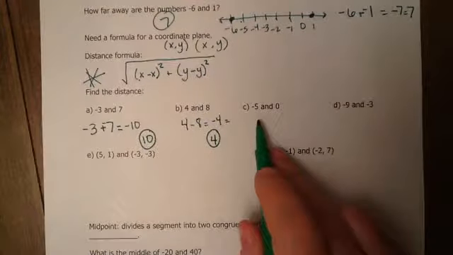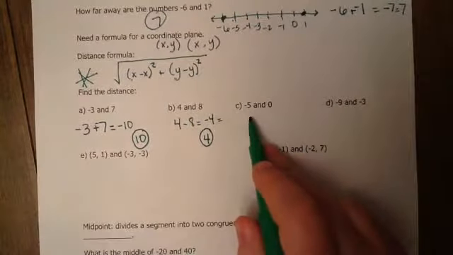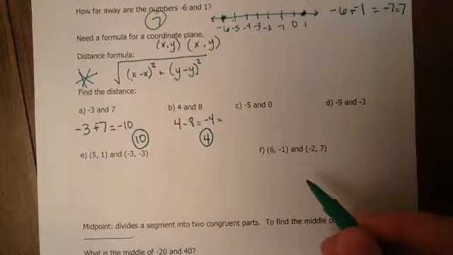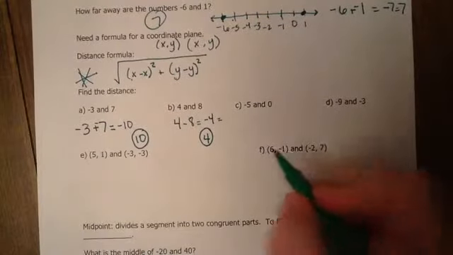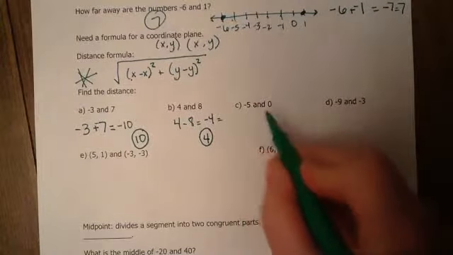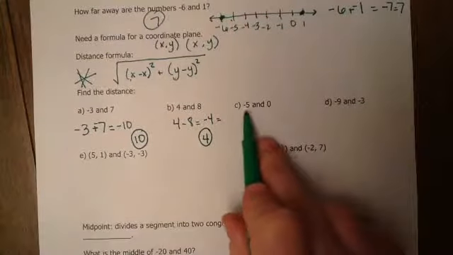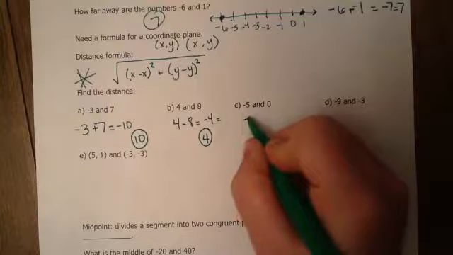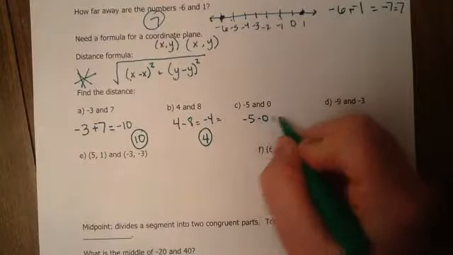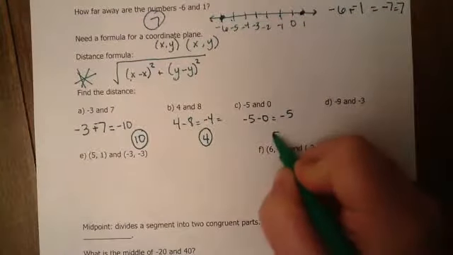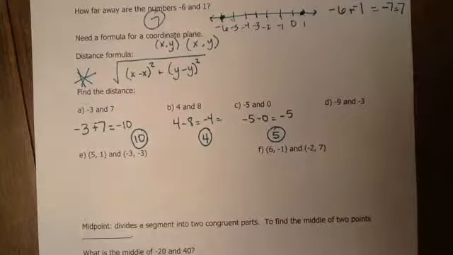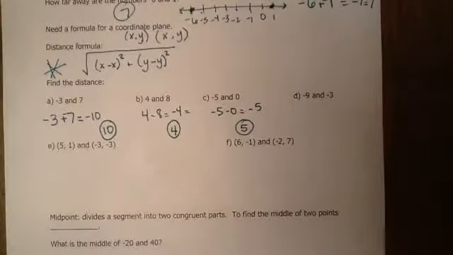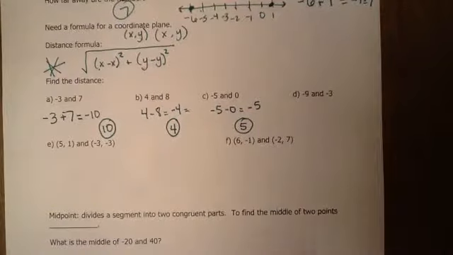Try this next one. How many spaces in between -5 and 0? Let's see how you did. You probably can think of a number line in your head. From -5 to 0, how many spaces is that? 5 spaces in between. So the more you get used to these, you probably can start seeing the number line in your head and figure it out on your own.